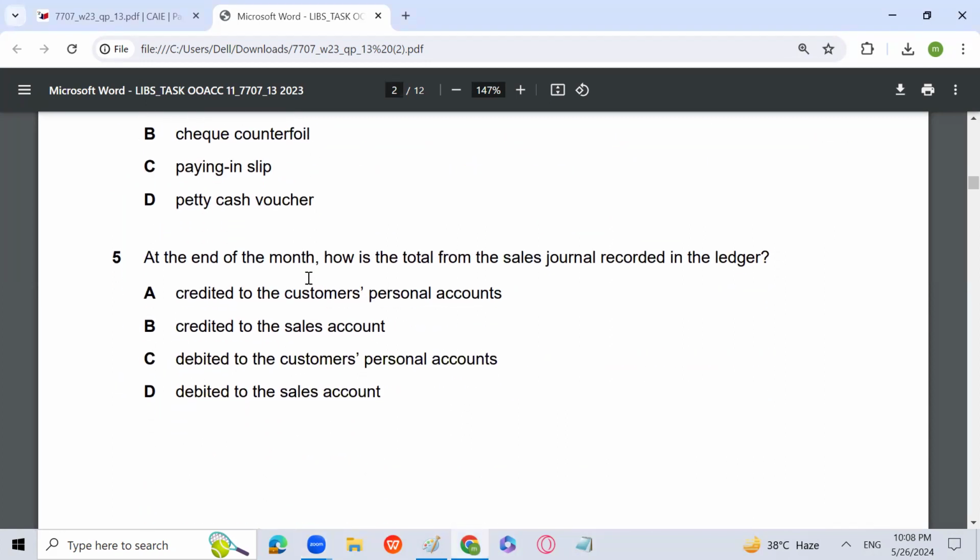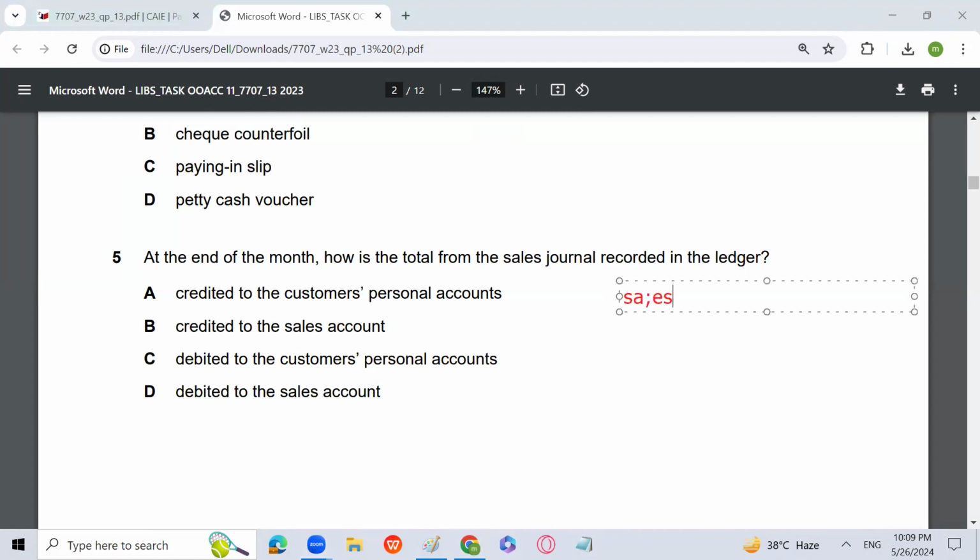At the end of the month, how is the total from the sales journal recorded in the ledger? Credited to the customer's personal account, credited to sales account, debited to customer's personal account, or debited to sales account. Anyone who can answer that? These MCQs look a little technical. Now let me make you understand this.